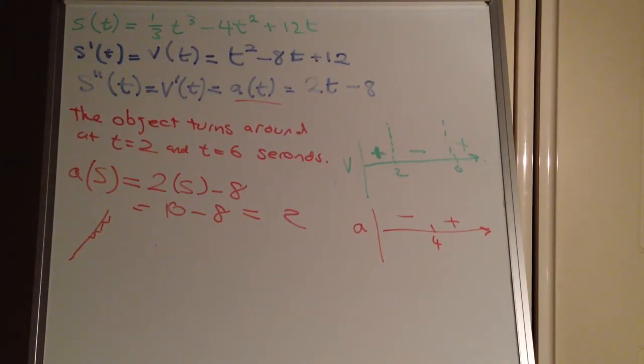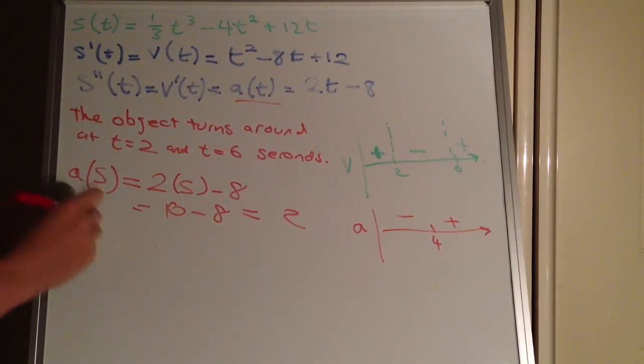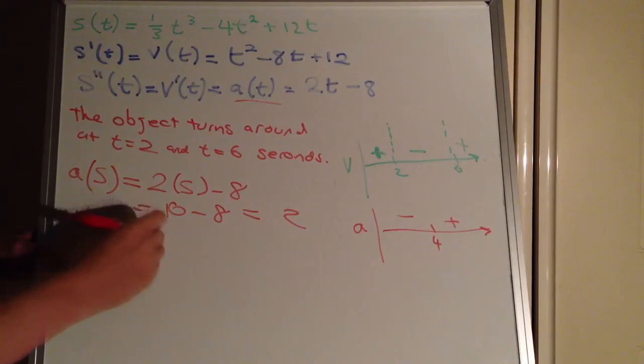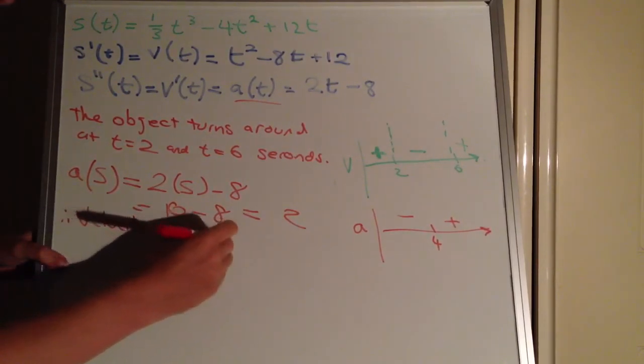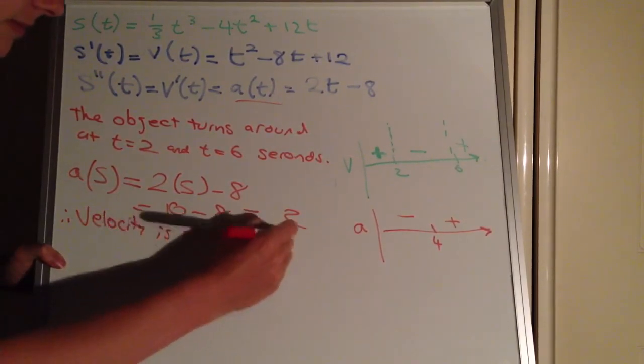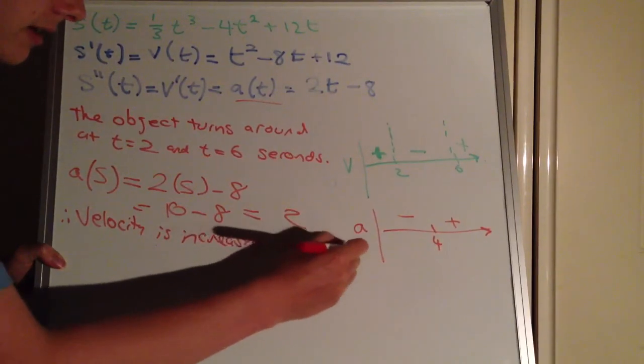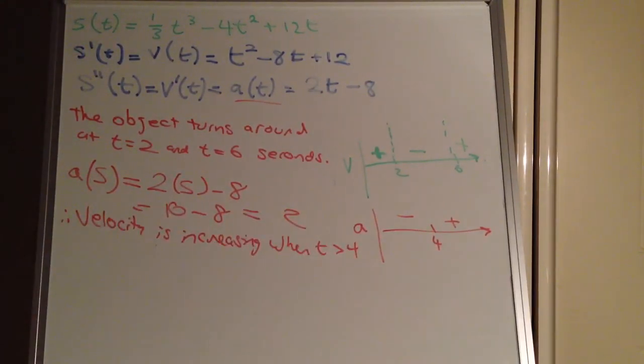Make these connections. The more you make the connections, the easier it will be, the more it will make sense, and you'll find quite a few intrinsic links that really work to your advantage in motion. So, velocity is increasing when t is greater than 4. Okay, so we've got an idea of when velocity is increasing.